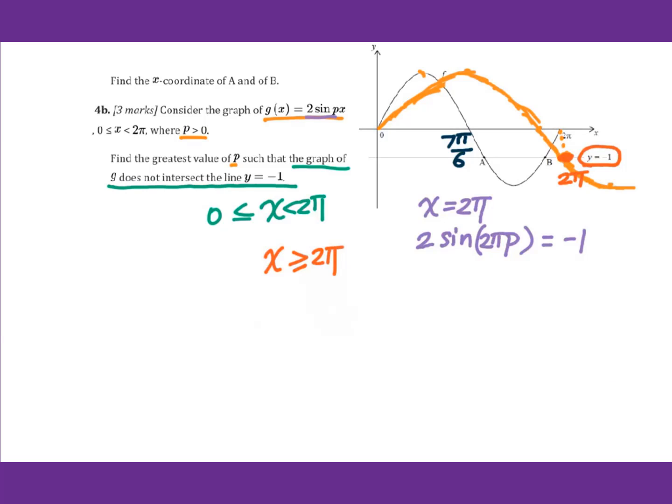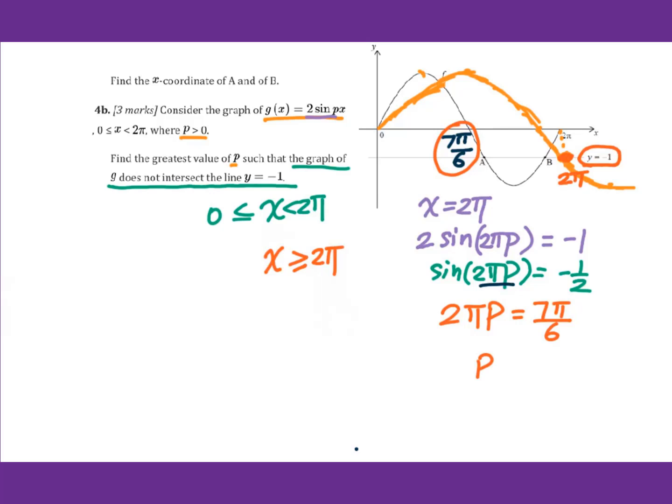Now we need to solve this equation. So sin 2 pi p equals -1 over 2. For this, 2 pi p will be 7 pi over 6. So we have 2 pi p equals 7 pi over 6. So you get p equals 7 over 12.